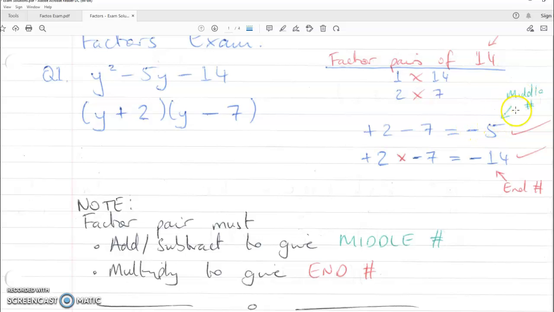So that passes the first test, giving us the middle number. And if we also check now to multiply these two together, plus 2 multiplied by minus 7, so unlike signs give us minus, 2 by 7 is 14, that is the end number. So now we can put in the plus 2 with the first part of the bracket, so y plus 2 is a factor, and we'll also put in the minus 7, and y minus 7 is a factor, and that's question 1 done.